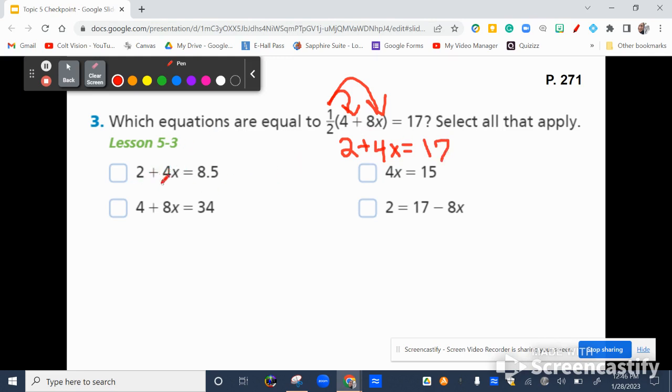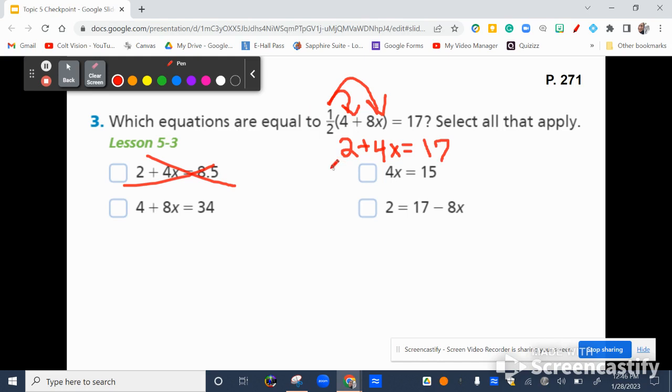Well, this says 2 plus 4x equals 8.5. Well, I already know that 2 plus 4x equals 17, so this cannot be a right thing because it can't equal both of those things. And then I keep going. So then I'm like, well, I don't see anything like this yet, so now I'm going to keep subtracting.